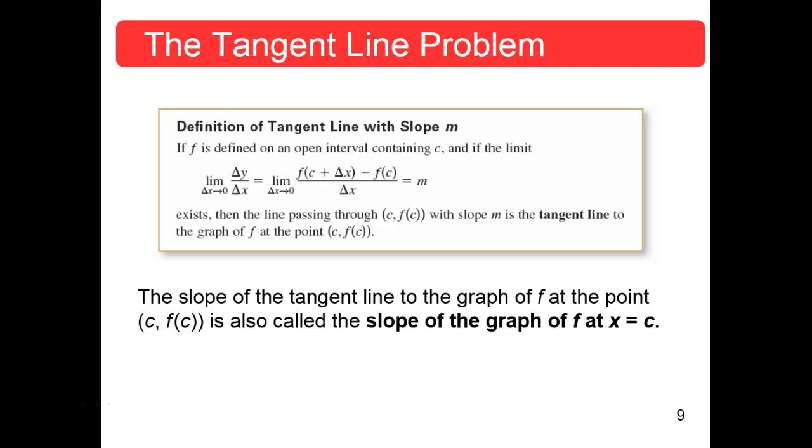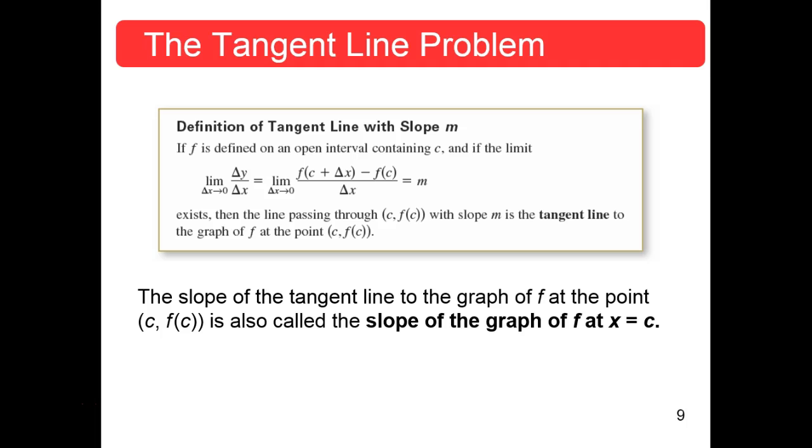At least in a region around c, that's an interval around c. That slope is the slope of the tangent line of the graph at (c, f(c)). And the slope of the tangent line to the graph at the point (c, f(c)) is also called the slope of the graph of f at x equals c.